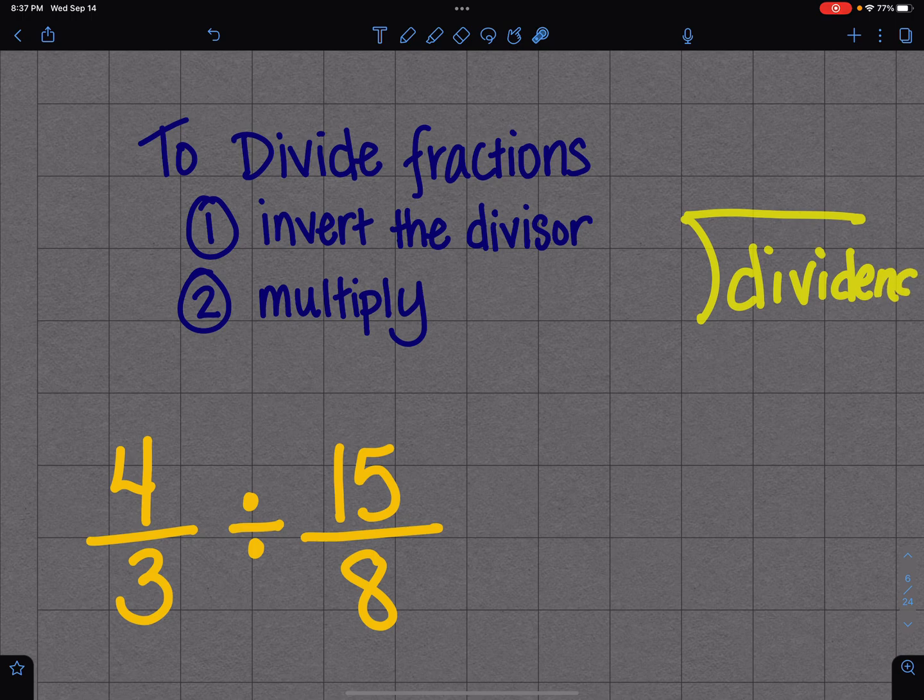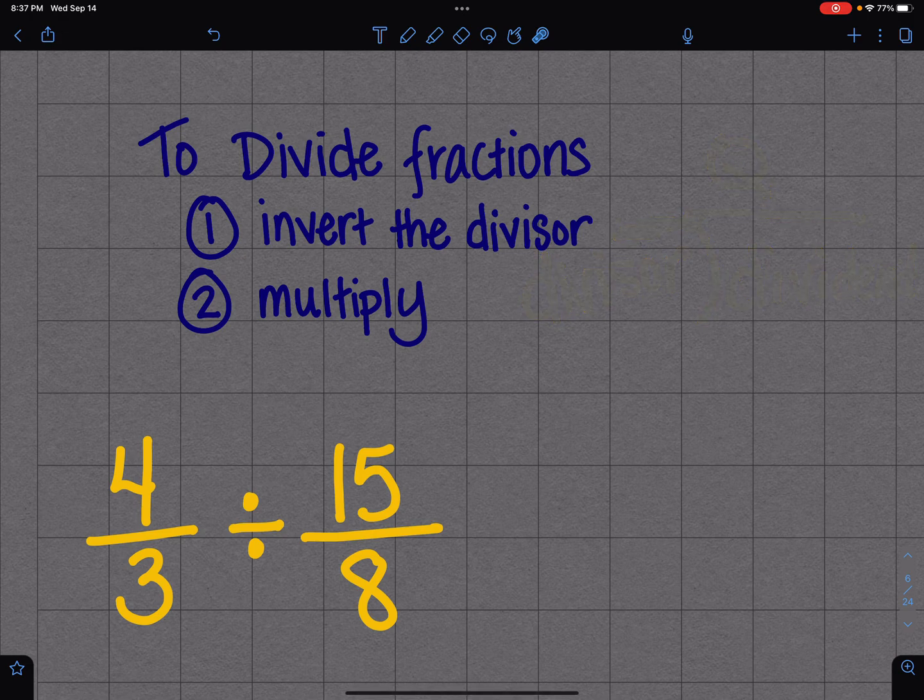goes here, kind of like in the den of the house. The divisor goes on the outside because the guy was wearing the visor cap, remember? And then the quotient goes on top, and that's the terminology for division. So the second one here is actually the divisor. So the first step is we invert it, meaning we turn it upside down. And then the second step is we multiply straight across.